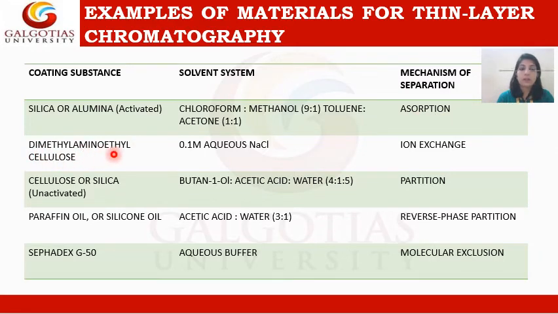The method of separation is adsorption. Second one, your diaminoethyl cellulose. Your solvent system is 0.1 molar aqueous NaCl. Your mechanism of separation is ion exchange. Then you can have cellulose or silica. The solvent system that you can use is butan-1-ol, acetic acid, water in a ratio of 4:1:5. The mechanism of separation is partition.